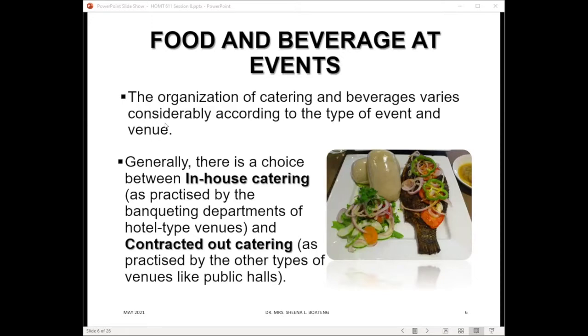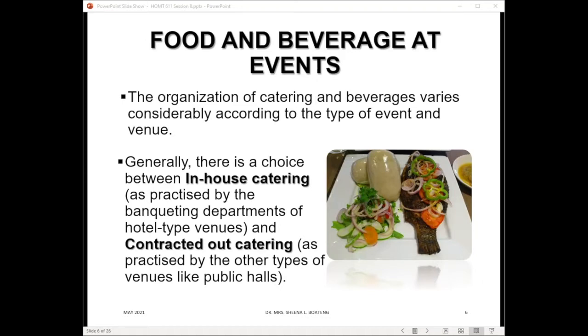Whereas you may also have certain venues that do not have their own kitchen or catering unit that can provide you with the food that you are looking for. So you will have to engage in what we refer to as contracting outwards of the catering function, which means that you need to find an independent caterer to provide food for the event.